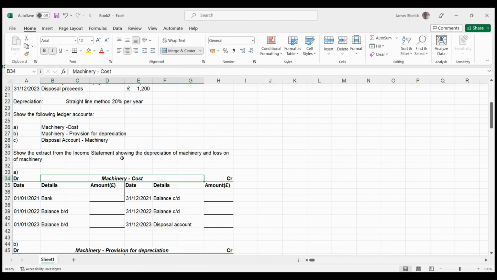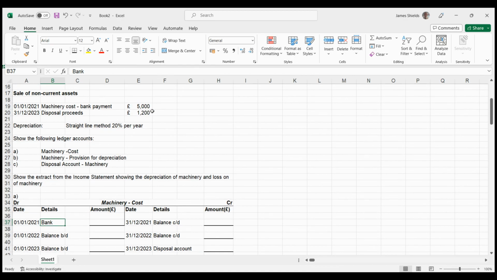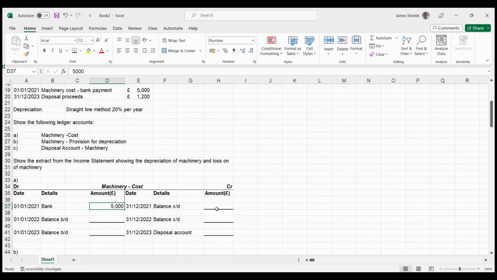Machinery costs us, an asset, and we paid for the machinery through the bank, and the amount was £5,000. So that's £5,000. Now, at the end of that year, the 31st of December 2021, we still had the asset, so we've got a balance carried down of £5,000. That means on the next day, the beginning of the following year, the 1st of January 2022, again, we've got a balance brought down of £5,000.